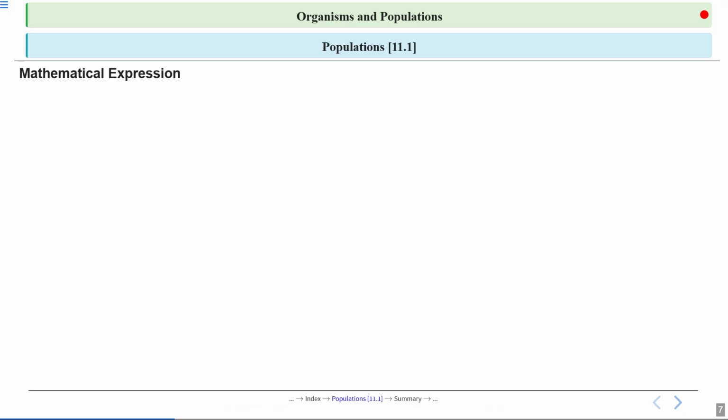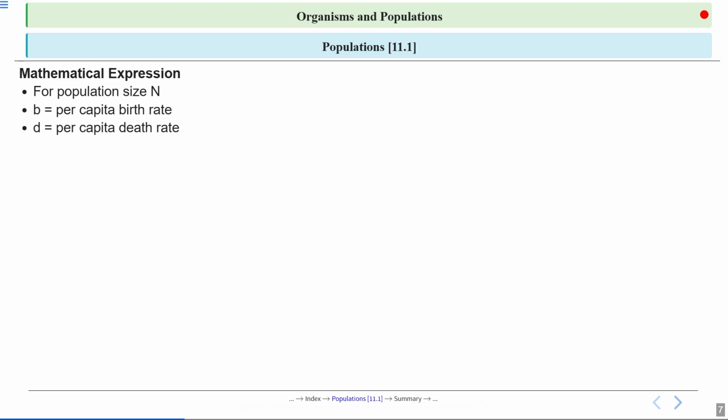Now let's talk about the mathematical expression of exponential growth. This will help us understand the dynamics of population growth and decline. First, we have the population size denoted by N. This represents the total number of individuals in a population at a given time. It's important to keep track of this number as it forms the basis of our calculations. Now, b means per capita birth rate. This rate tells us how many new individuals are added to the population per individual per unit time.